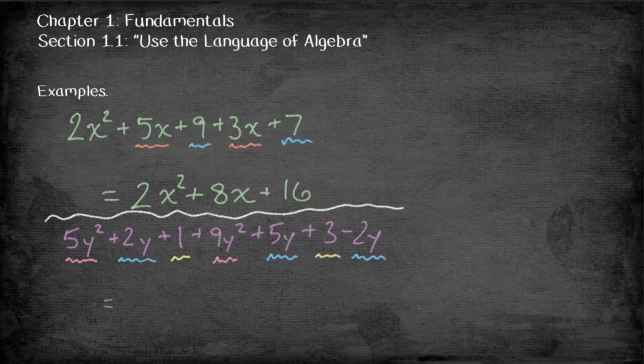So in collecting our like terms for 5y squared and 9y squared, we're going to add those together. 5 plus 9 gives us 14. And then we have 2y plus 5y minus 2y. So we're going to do 2 plus 5 minus 2, which is 5. And finally, 1 plus 3 gives us 4. And there we have it. All the like terms are collected. So that's everything for this video.